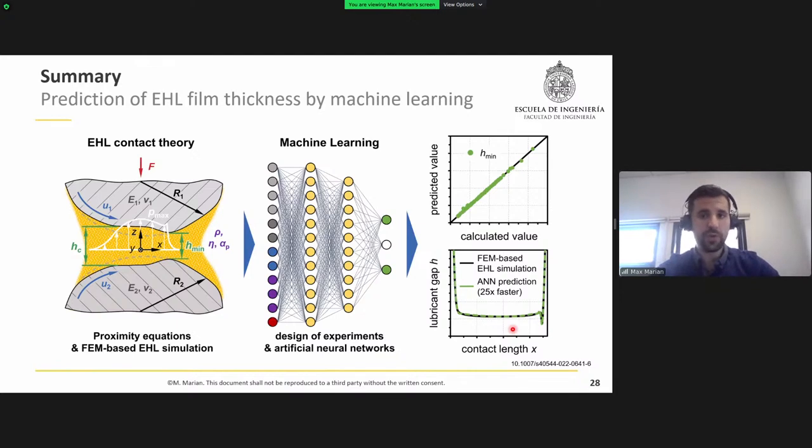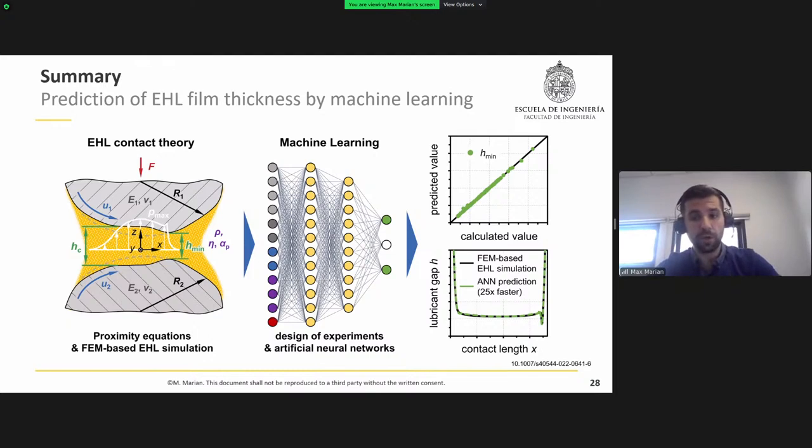Basically, I've shown you that ML approaches could predict film thickness parameters more efficiently than sophisticated EHL simulations. And we could verify that the ML outperforms analytical proximity equations based upon non-dimensional groups. Secondly, in contrast to proximity equations, it's important to use the original input parameters instead of the non-dimensional groups. Third, the architecture of ANNs, and especially the number of hidden layers, influences the accuracy. For the data set of this contribution, we found that ANNs with 12 neurons and 2 hidden layers were quite favorable.